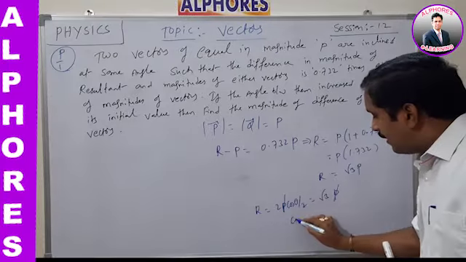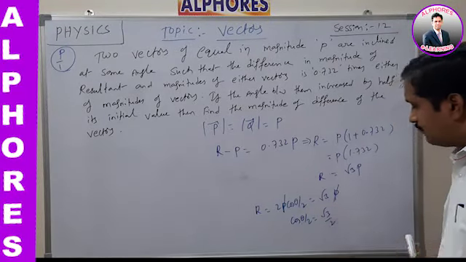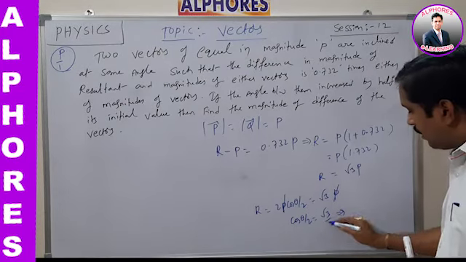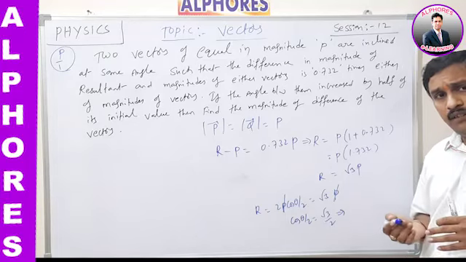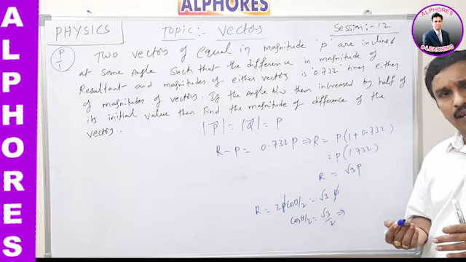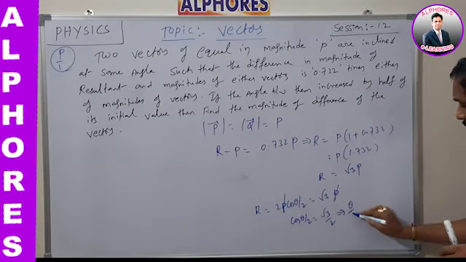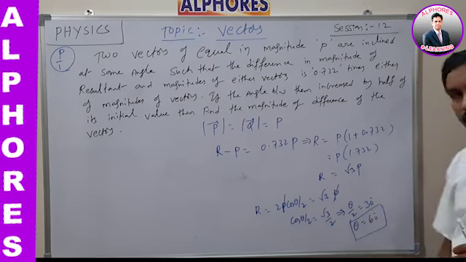That means what is the angle? Let us say cos theta by 2 is equal to how much? Root 3 by 2. If cos of some angle is equal to root 3 by 2, that angle is how much? 30 degrees, right? That means theta by 2 is equal to 30 degrees. That means what is the theta value? 60 degrees. Okay, so this is the condition.